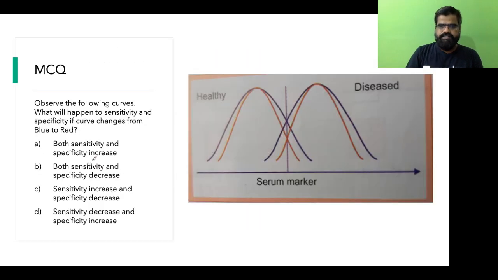Let's take the second question. In image-based questions, it is important to take a proper understanding and go through the image properly. This question, students, says observe the following curves. What will happen to sensitivity and specificity if the curve changes from blue to red? This is the blue curve, and this is the red one.